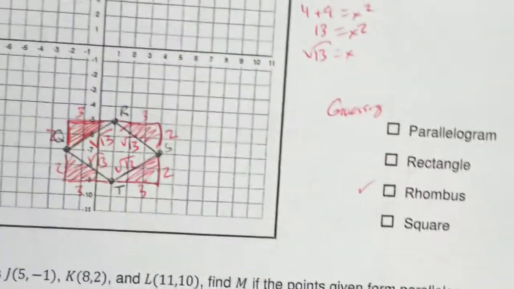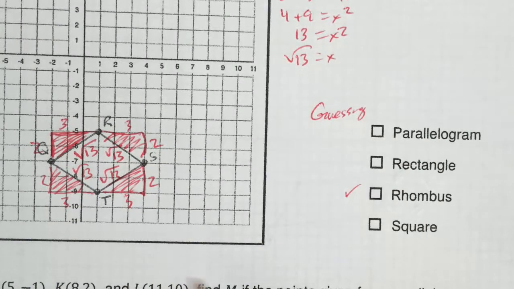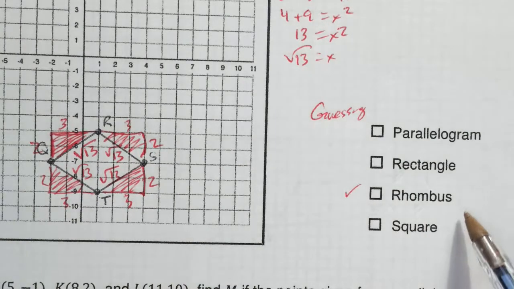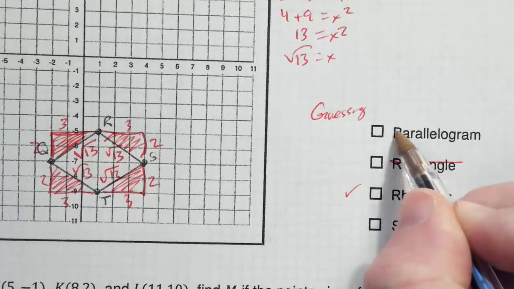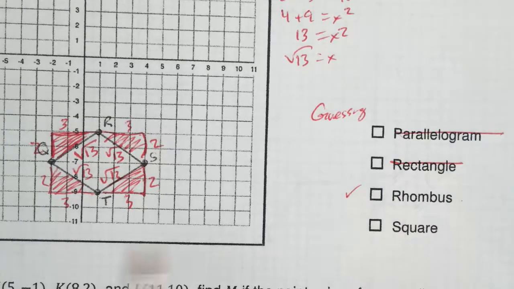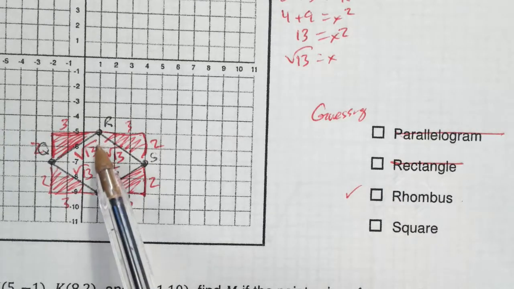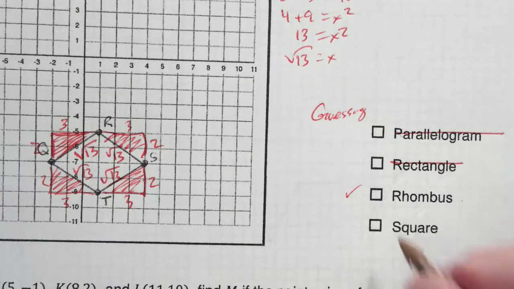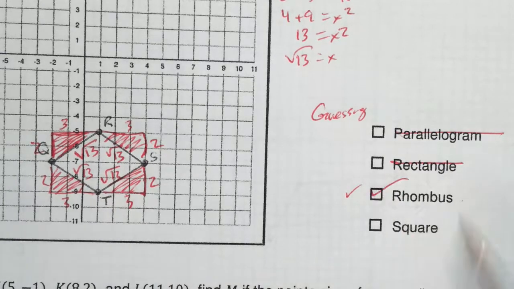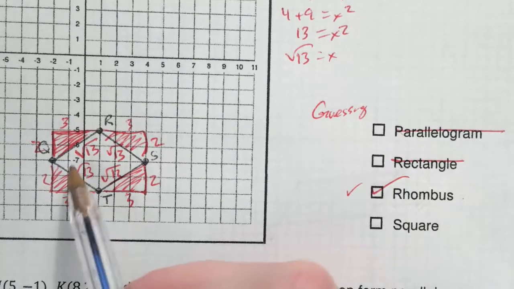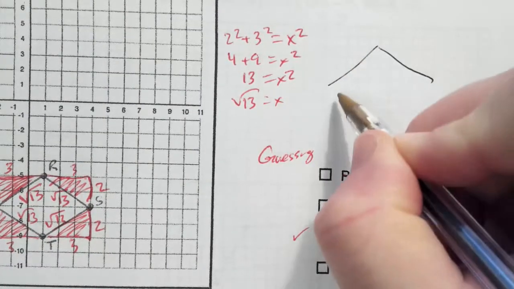Okay, so that narrowed it down. It is definitely going to be either a rhombus or a square, and this right here is definitely not 90 degrees. So that sucker is a rhombus. I had a good guess. Now let me prove it to you with the slopes, just in case you're curious.